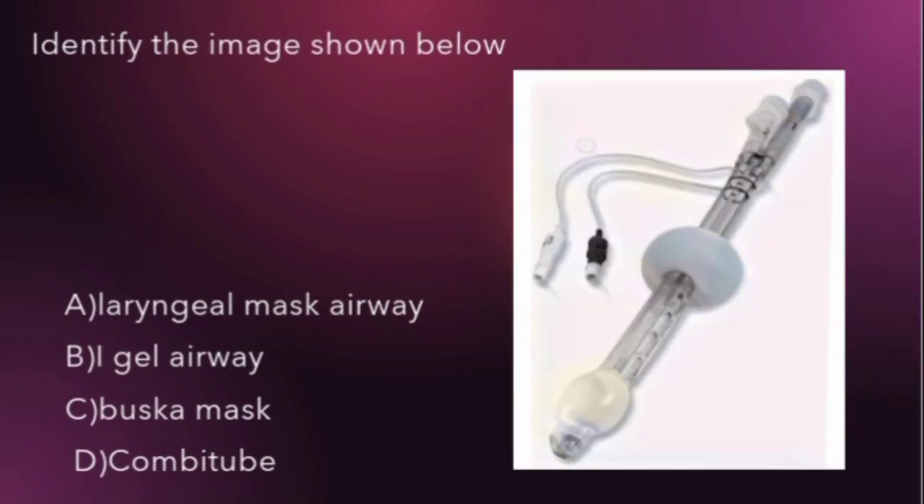Identify the image shown below. Option A, laryngeal mask airway. Option B, i-gel airway. Option C, Bouska mask. Option D, Combitube. What is this? This is option D, Combitube.